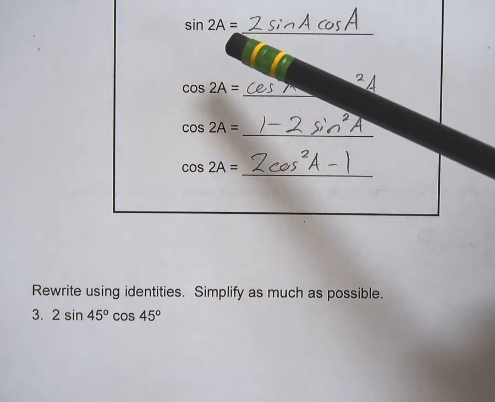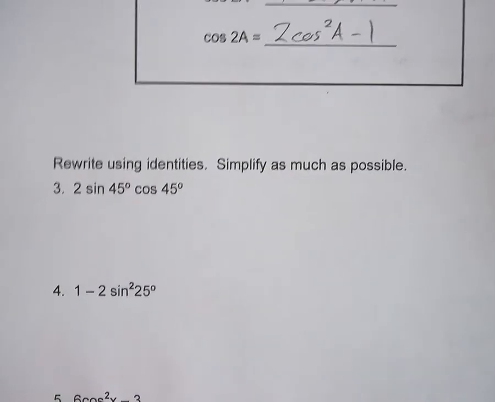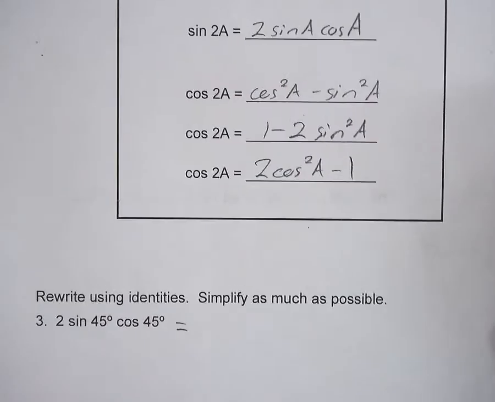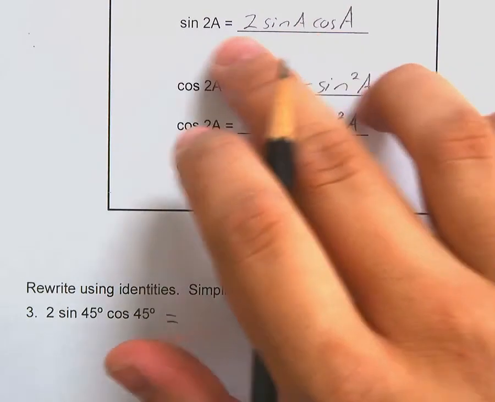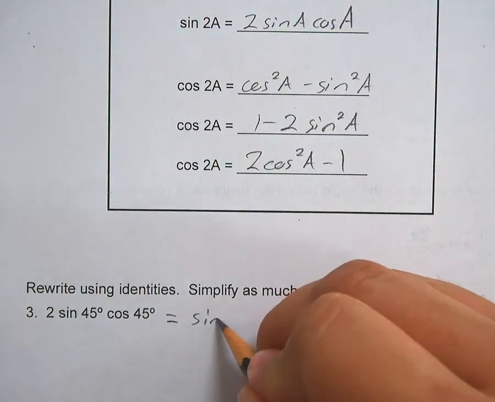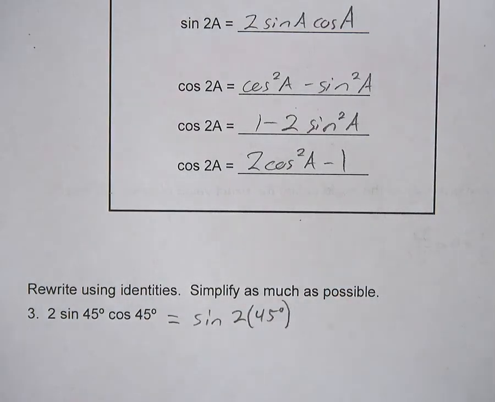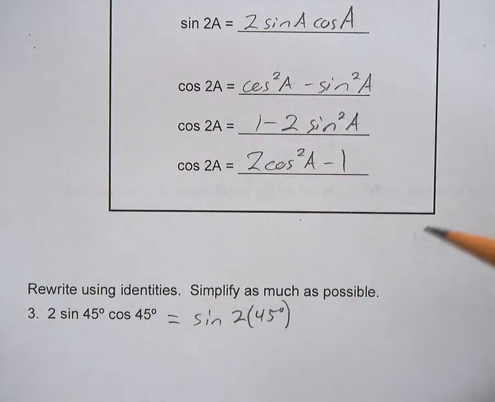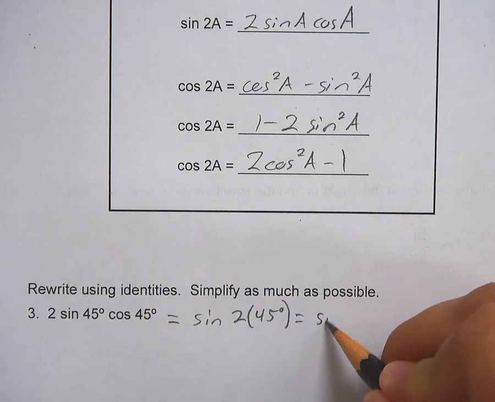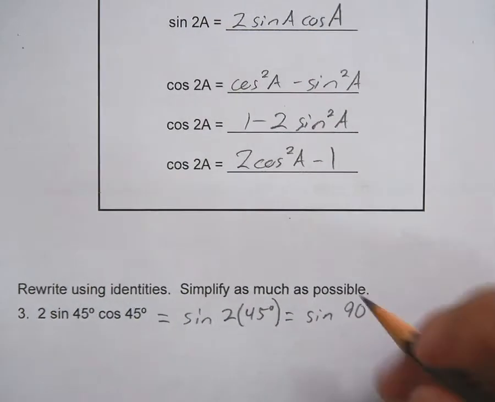Sine of 2a. If it fits the sine of 2a, let me pull this down so you can see both of them at the same time. If it's this and I want to simplify it, it should be sine of 2 times 45 degrees, because my a in this case is 45 degrees, 2 sine a cosine a. And that's sine of 2a. Wasn't that really just the sine of 90 degrees, 45 times 2? And the sine of 90 degrees is 1.